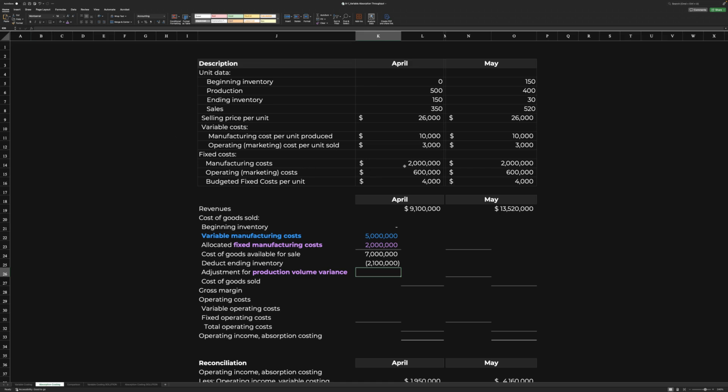The business budgets $2 million in fixed manufacturing costs. They also incur $2 million in fixed manufacturing costs. So there's no rate variance to speak of. So the entire amount of any under or over allocation will be a production volume variance. Anyways, as we can see, the business allocates 2 million and they incurred 2 million. So there is nothing here to deal with.